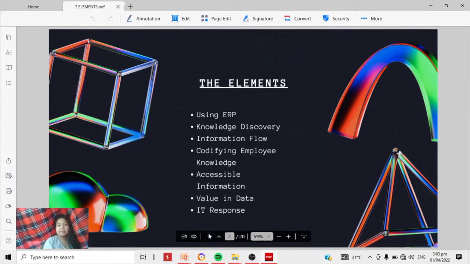Here are the elements. One is using ERP. Second is knowledge discovery, the information flow, codifying employee knowledge, accessible information, value and data, item response.